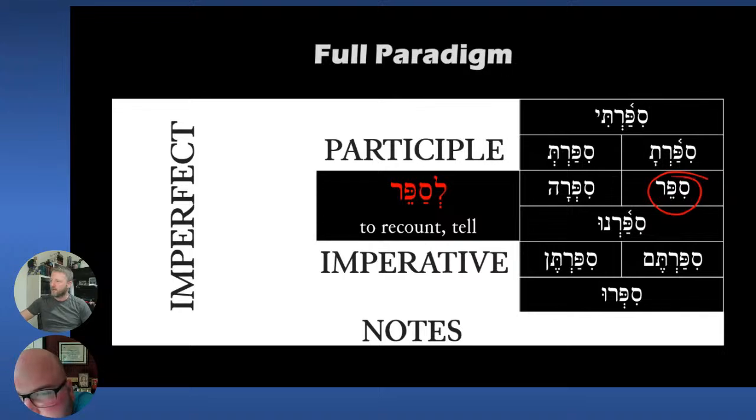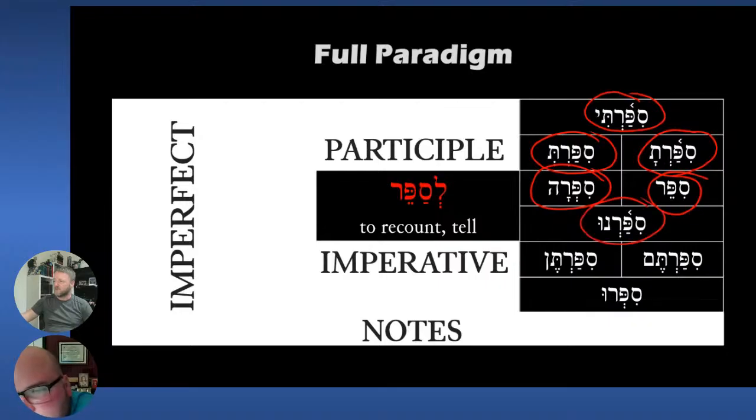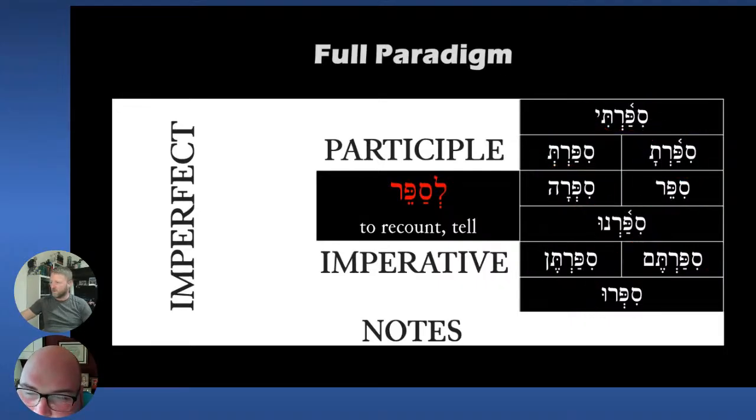Okay, when you add the endings, it's siparti. The e becomes a. Siparti. Siparta. Sipart. Sipra. Siparno. Sipartem. Siparten. Sipru. Okay, we're going to look at several other verbs and see how they all compare with one another. This is the standard paradigm for the perfect and the Piel.